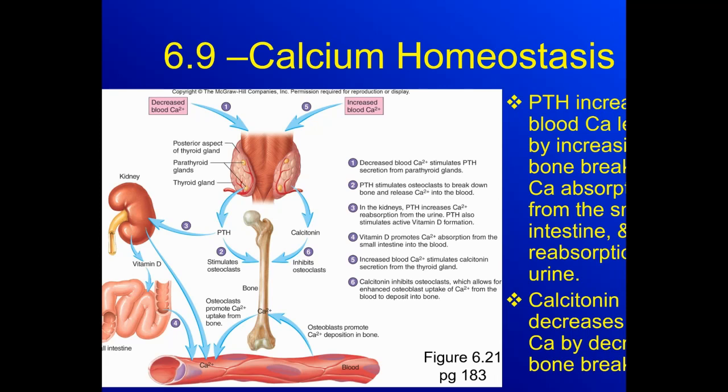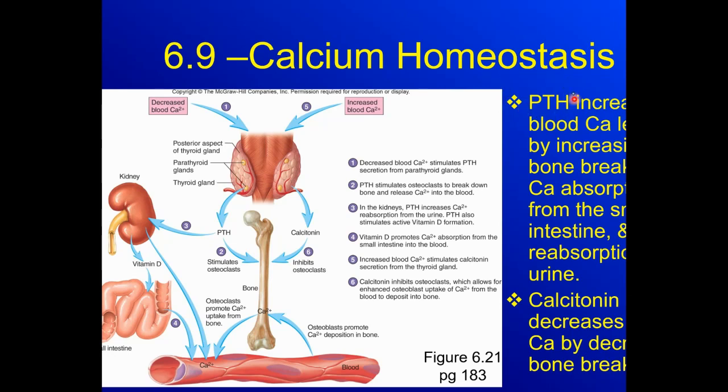We have two hormones that help with this: parathyroid hormone, PTH, and calcitonin. You can read all this if you want to, but this is pretty much what it says. Calcitonin decreases blood calcium by decreasing bone breakdown. So if I've already got enough calcium in my blood, it tells the osteoclasts, the ones that break down bone, to stop. Just stop doing what you're doing. We've got enough. You're good to go.